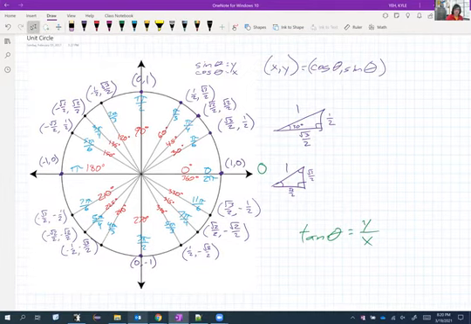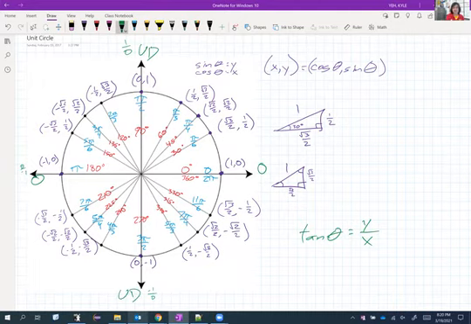90 degrees, 1 over 0 up here. If you remember, that's undefined. Tangent there is undefined because we can't divide by 0. 0 over negative 1, so that's just 0. Negative 1 over 0, so that's undefined because we can't divide by 0.